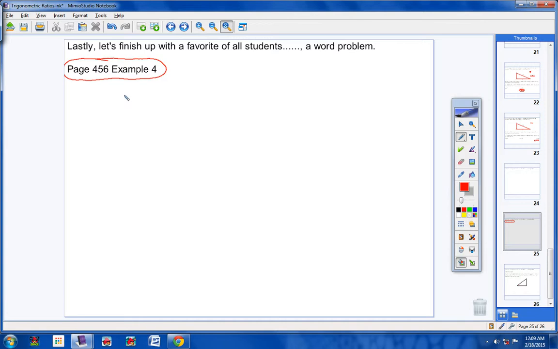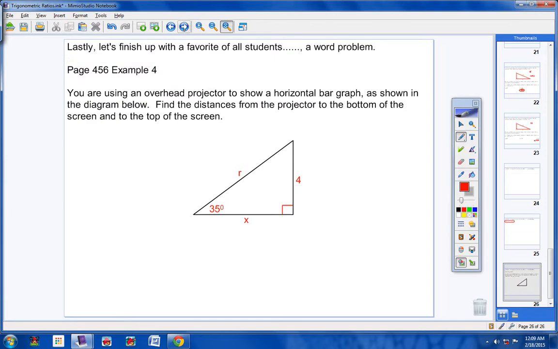Now, if you want to open your books, you can. If you just want to take notes, that's sufficient. You don't have to open your books if you don't want to, okay? But we're going to look at page 456, example number 4. Actually, I stand corrected. For this problem here, I do want your books open. So I'm going to pause a second while you guys turn to page 456, and we look at example number 4, okay? Page 456, example number 4. Okay, go ahead and open your books, please, and here we go.